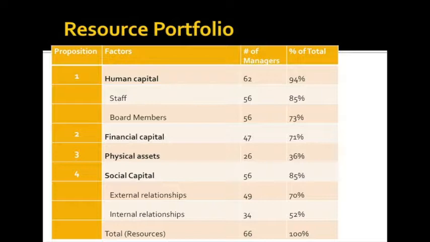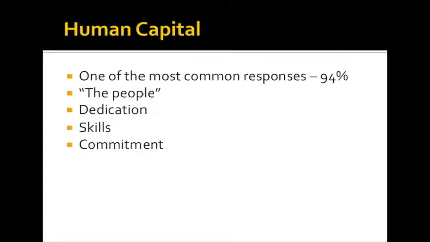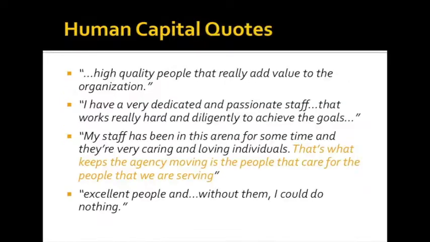If you look at those 4 resource attributes, you can see that just about everybody talked about their people. They also talked about their relationships, and they talked about money. You can see the way that those balance off between each other. And I'll give you a flavor of what they were saying. So: dedication, skills, commitment. That's what keeps the agency moving, the people that care for the people that we serve.